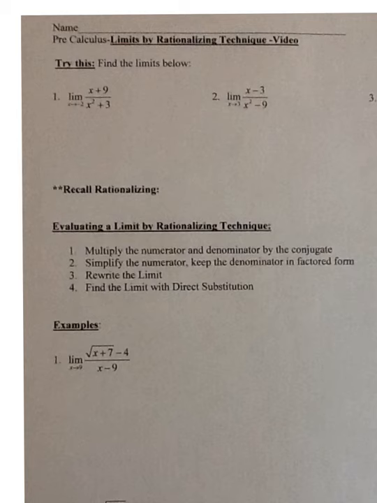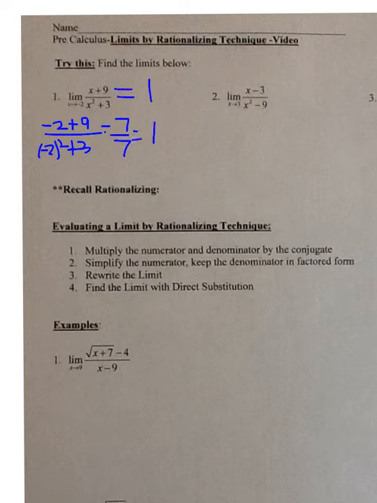Okay, so for number one we have here, find the limit as x approaches -2 of x plus 9 over x squared plus 3. So remember I always said the first thing you should always do when you're finding a limit is try direct substitution. All right, so I'm going to take -2 and plug it in. So we have -2 plus 9 over -2 squared plus 3. So that's 7 over 7, which is 1. So the limit is equal to 1.